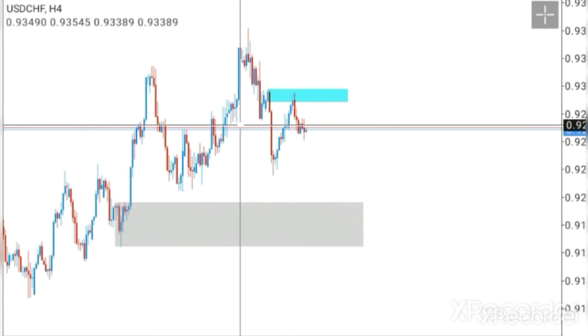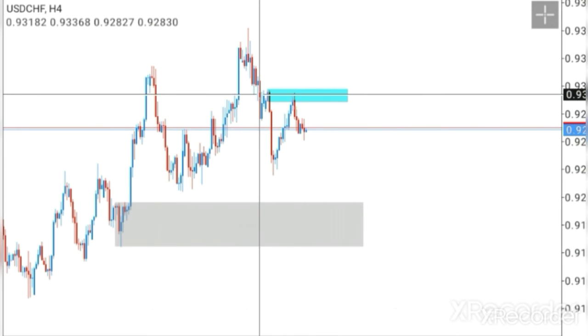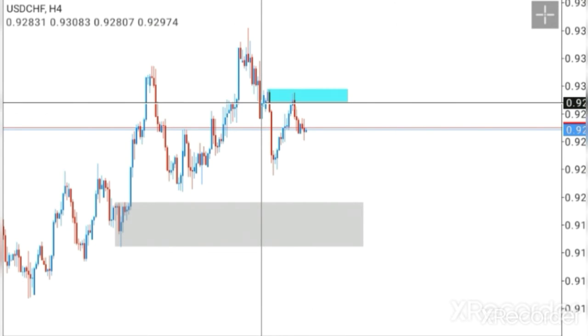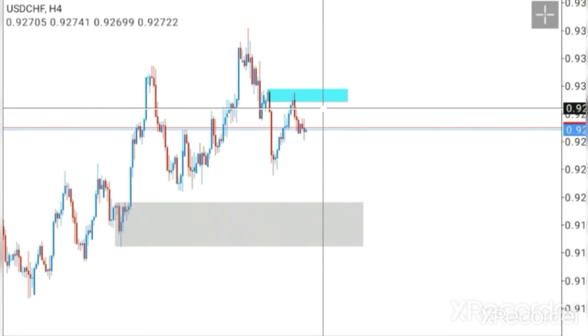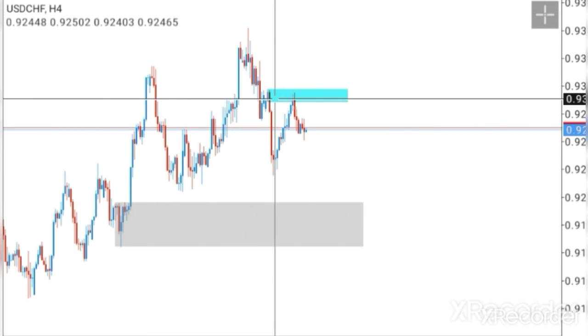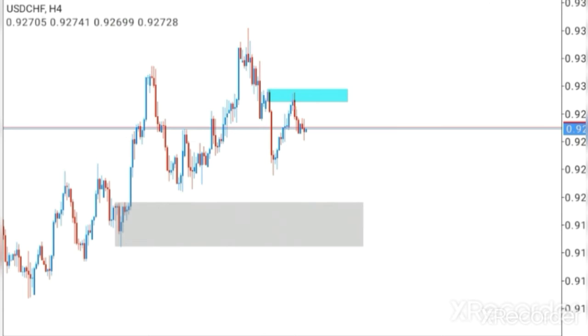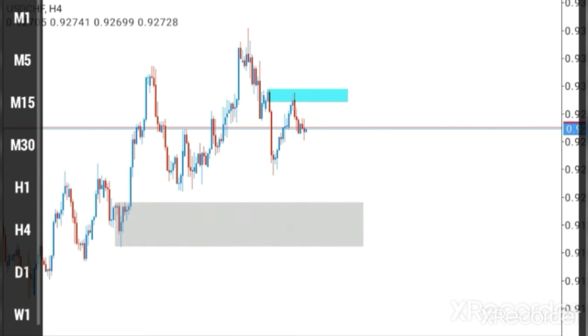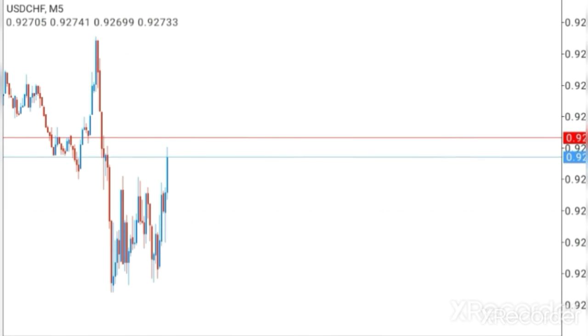Now, after it broke structure the second time, the bullish candle here before the break of structure is your OB. So you mark that one out. As price returns to your 4-hour OB, you scale down to the lower time frame of your choice. Remember the step by step I'm taking you through. You go to the lower time frame of your choice. In this case, we want to check out the 5 minutes.